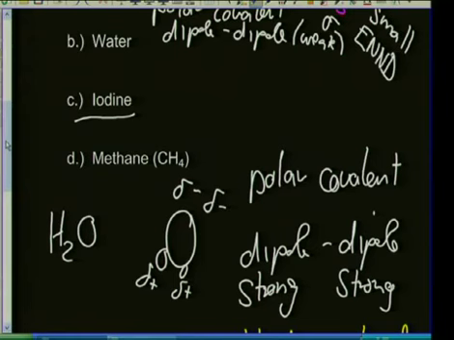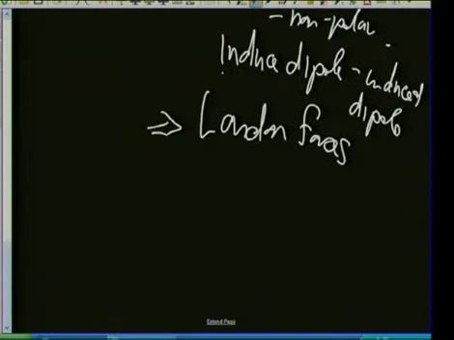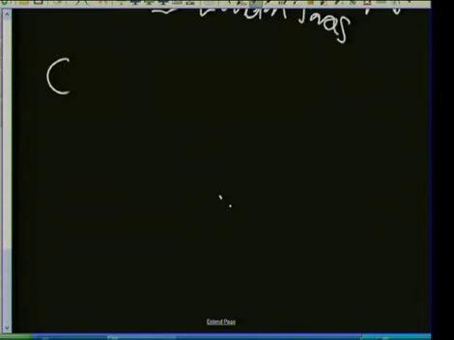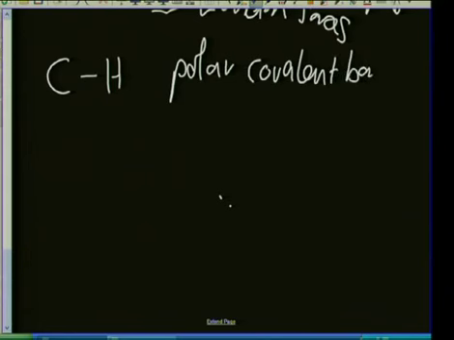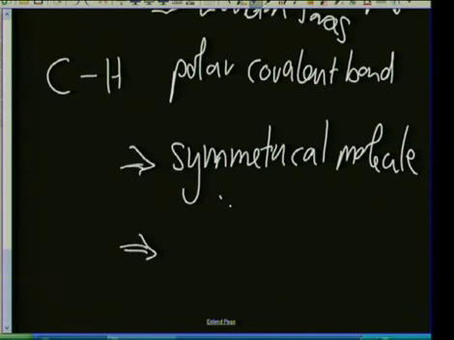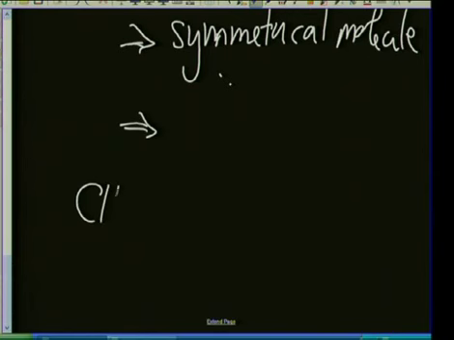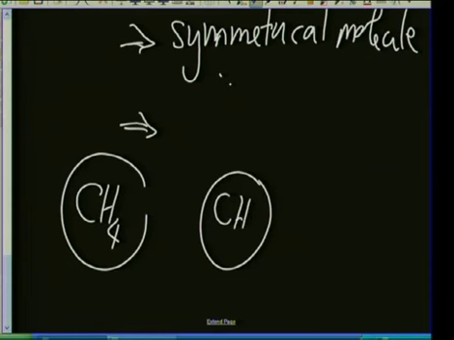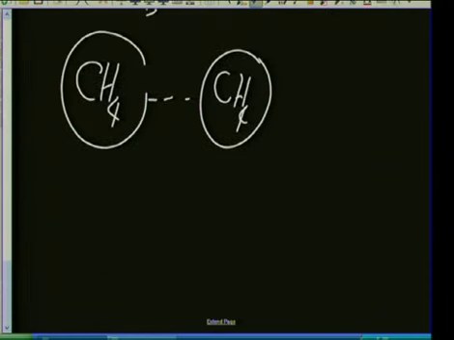Let's look at the final one. Final one is methane. And we did this one in our earlier section, just to revise. The bond is between carbon and hydrogen. This is a polar covalent bond. But because of the symmetry, it's a symmetrical molecule. And because of the symmetrical nature of this molecule, the interaction between molecules of methane, CH4 and another CH4, is going to be very weak. The interaction here is nonpolar.